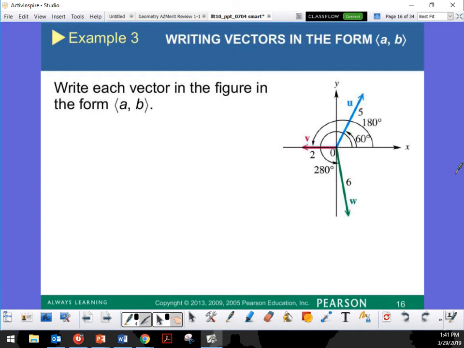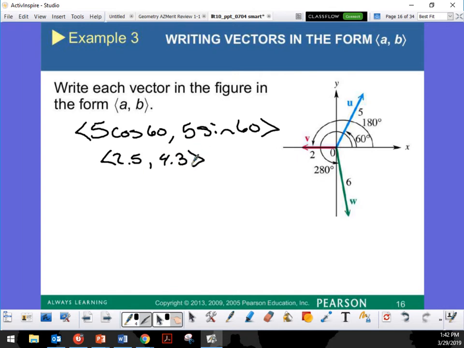All right, so the magnitude of U is 5. It's 5 cosine of 60, comma, and then 5 sine 60, right? So cosine of 60 is 1/2, so this is 5 times 1/2, or 2.5. Comma. Sine of 60 is root 3 over 2, so 5 times root 3 over 2 is, what is it? 4 point. And this one is my U. All right, let's do another one.